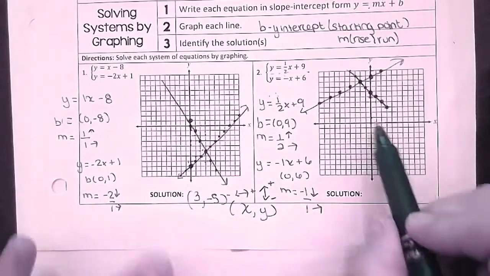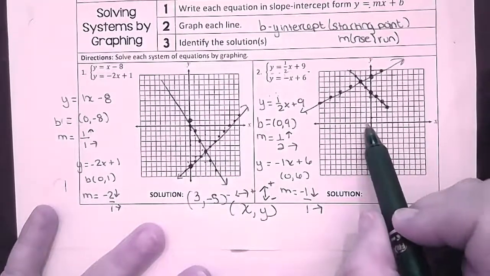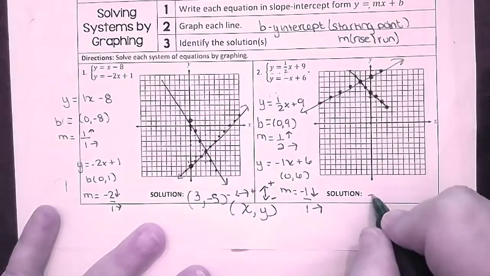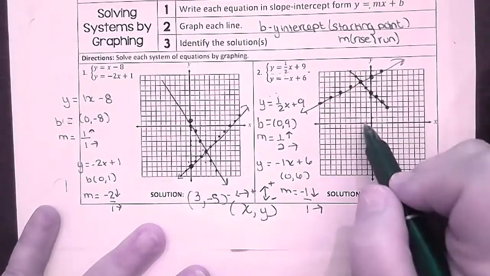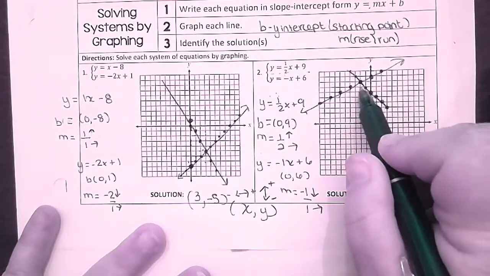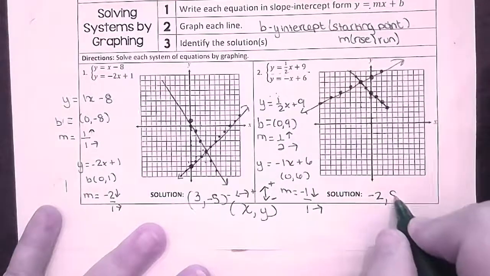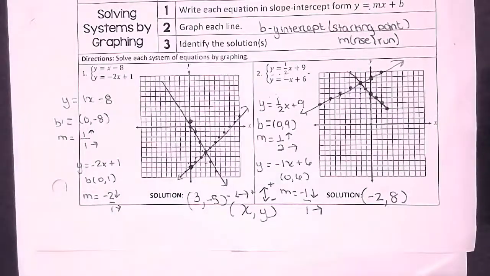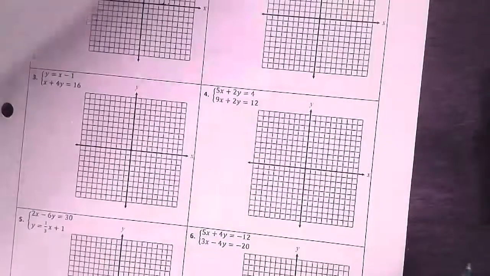So to get to this point, I go over 2 to the left. So that's negative 2, and then I go up 1, 2, 3, 4, 5, 6, 7, 8. So negative 2, 8 is my solution. Okay, so let's look at a couple more examples and then I'll wrap it up. This is just giving you a summary of what we did in class. So hopefully you guys are in pretty good shape for that.